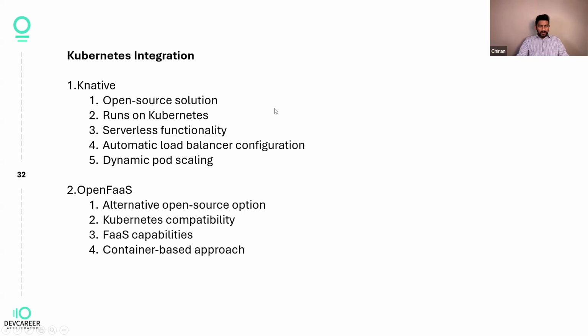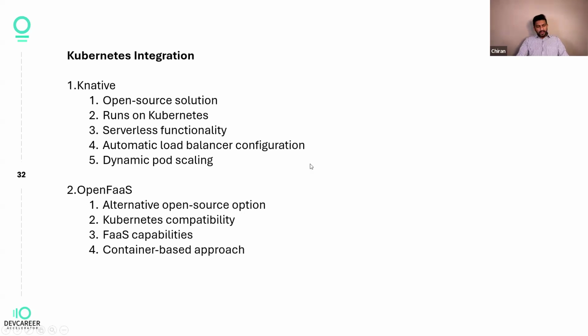So instead of AWS running containers for serverless, Kubernetes will be using pods. It has automatic load balancer configurations. It has all the serverless functionalities of Lambda or any other managed serverless containers, and dynamic pod auto scaling. OpenFaaS, again, is an open source alternative for function as a service. It is compatible with Kubernetes. You can deploy OpenFaaS on Kubernetes clusters, and it's again container based.